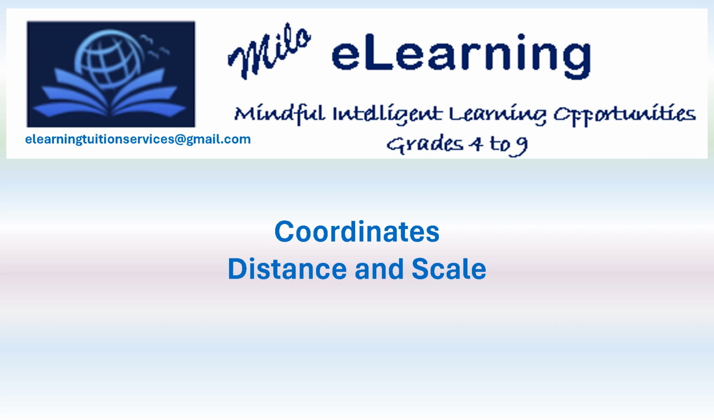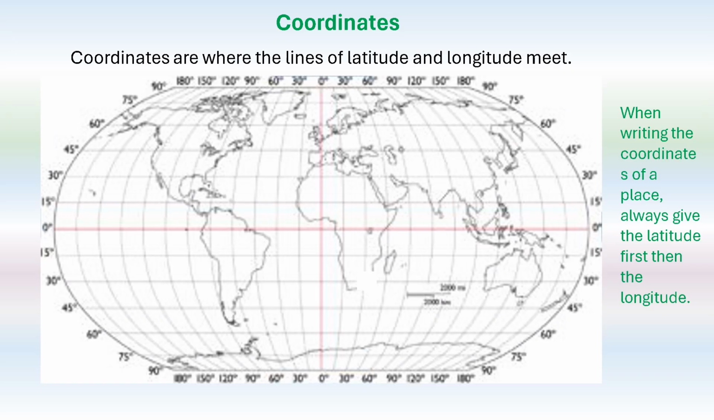Today we are going to be doing some geography. We are going to touch on coordinates and distance and scale. Now we did do a little bit about coordinates in the previous video, but I just want to recap. Coordinates are basically where the lines of latitude and longitude meet. We must always write the latitude first and then the longitude.